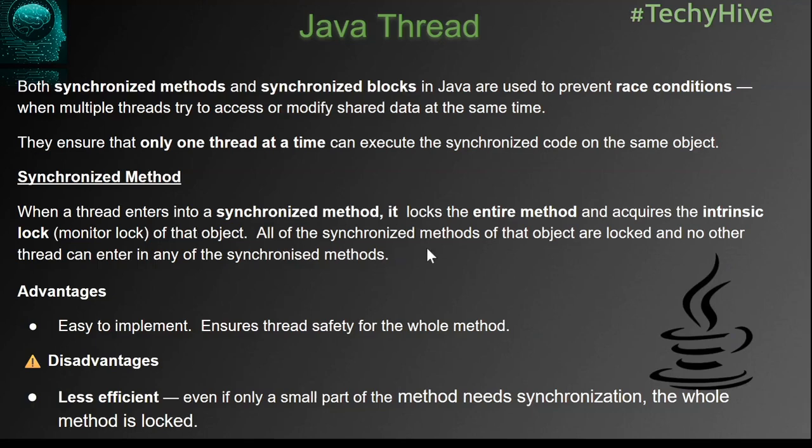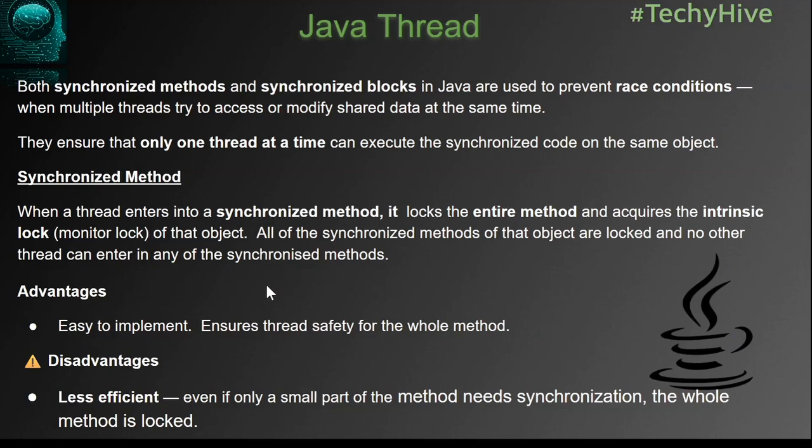All of the synchronized methods of that object are locked, and no other thread can enter any of the synchronized methods. So if one thread enters any synchronized method of the object, all other synchronized methods are also locked, and other threads cannot execute any of them. However, they can execute non-synchronized methods, but all of the synchronized methods are locked.